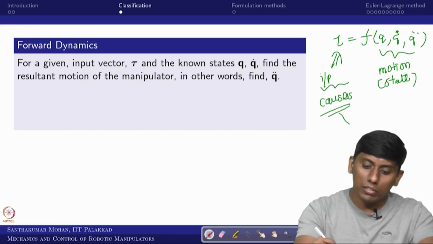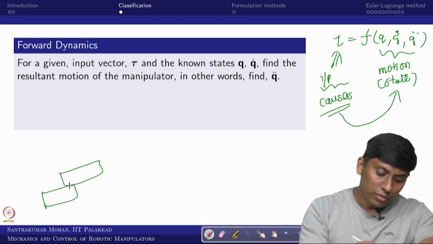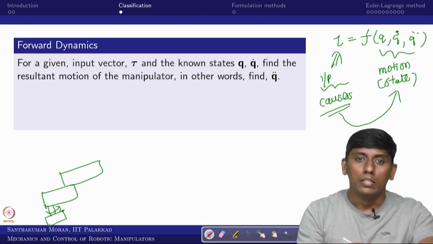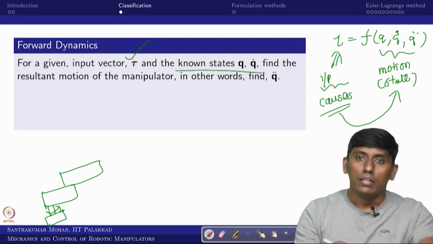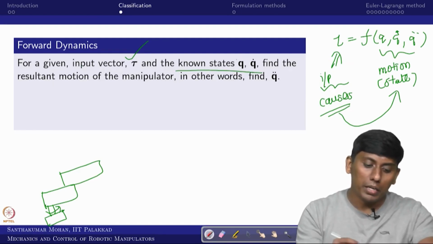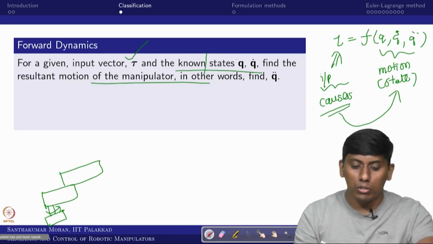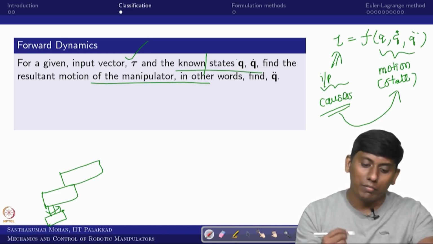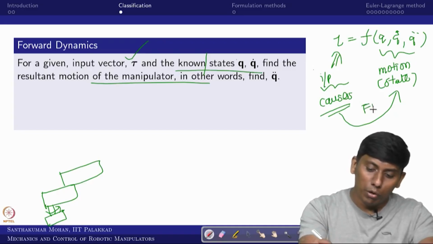So can we map these causes to motion? In the sense, you take a serial manipulator, you connect a motor and you provide a torque, and see how the system behaves. So if you look at that, you are given an input vector and you are trying to find q dot, q double dot and q, the resultant motion. In the sense, the input is known and we are trying to find out the states. This is what you call forward dynamics.